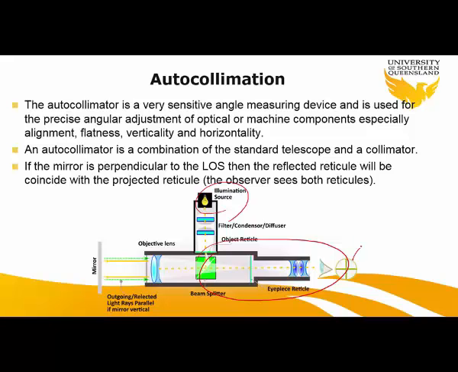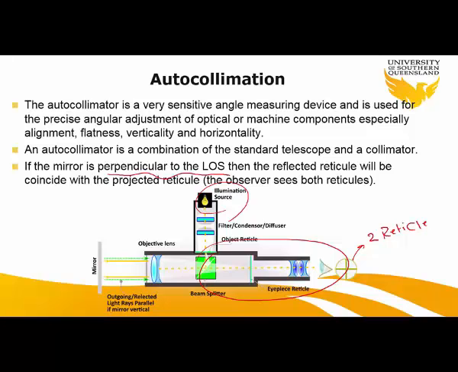Actually you see two of them, two reticles, one from the object and one that is basically going through the mirror and reflecting back from the mirror. You can see two of them. Again, if the two of them are aligned together, it means that the mirror is basically perpendicular to the line of sight and you don't have any tilt.